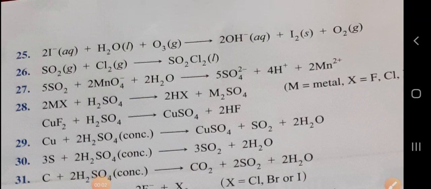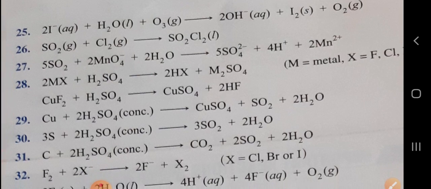Hello student, today we are here with P block elements important reactions part 2. In part 1 we discussed some of the reactions, and here the next reactions are like this.